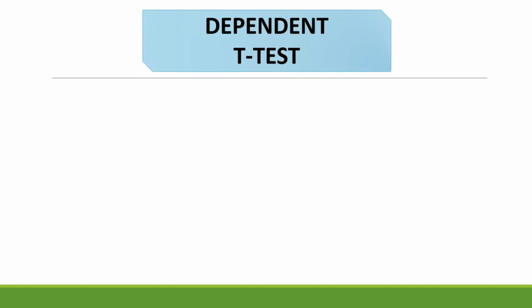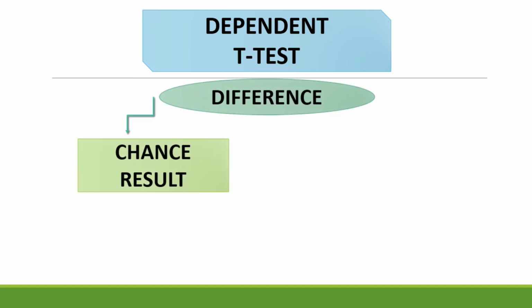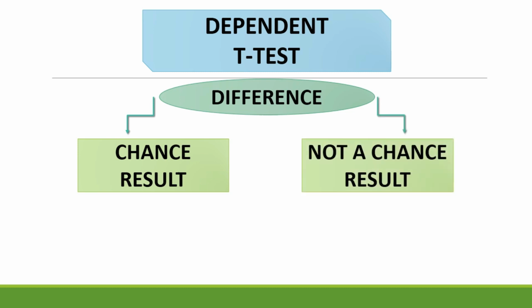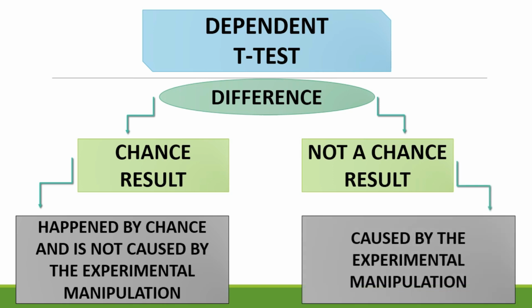The dependent t-test would help us determine whether the difference observed was a chance result or not a chance result. If it was a chance result, then it must have happened by chance and it is not caused by the experimental manipulation. Now, if it wasn't a chance result, then it must have been really caused by the experimental manipulation.